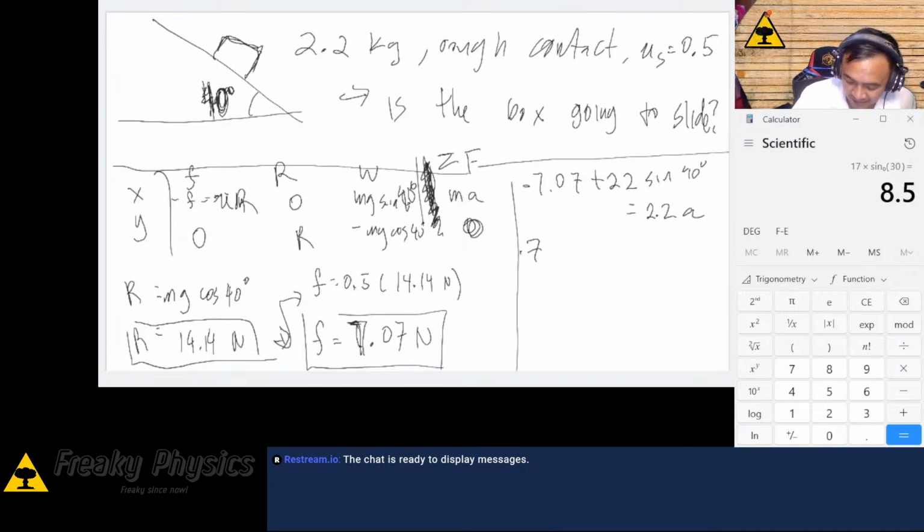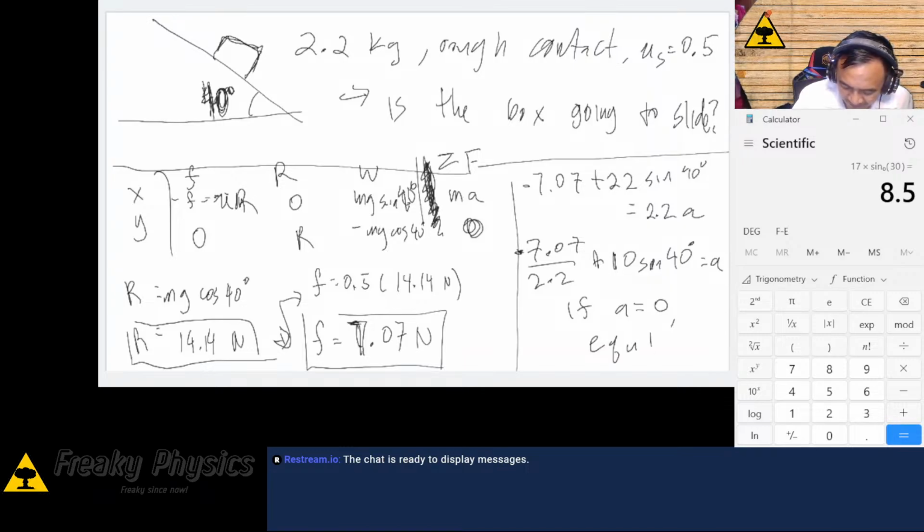Is a just acceleration? Yeah, the acceleration. So we put here negative 7.07 over 2.2 plus 10 sine 40 degrees, and that's equal to a. If a equals 0, equilibrium. Yes? Okay. So that's what we check now. Is a 0? If a isn't 0, it's going to accelerate downwards. So if we put that in the calculator now, what do we get?